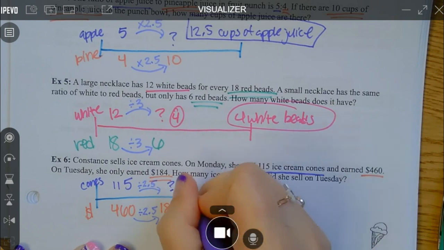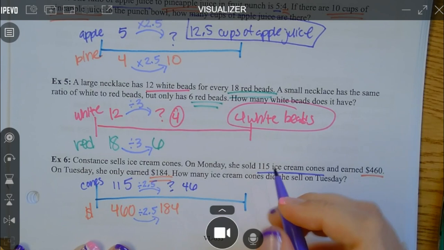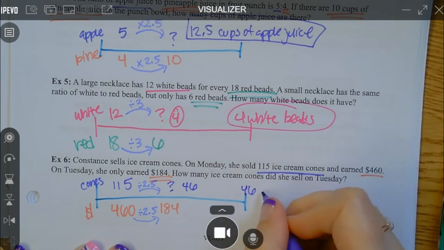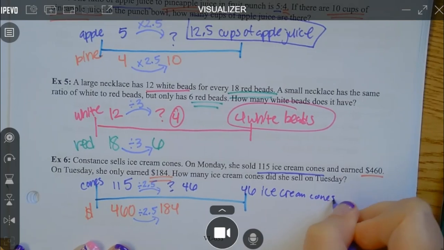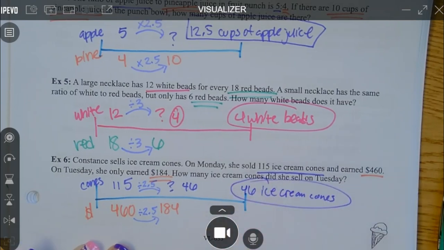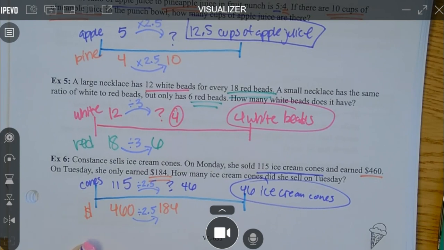You get 46. So how many cones did she sell in order to make $184? That's right. She sold 46 ice cream cones in order to make that much money. And there you go. You just solved those really complicated proportion problems by using what's called a double number line. Good job, my little mathematicians. You're experts at this.